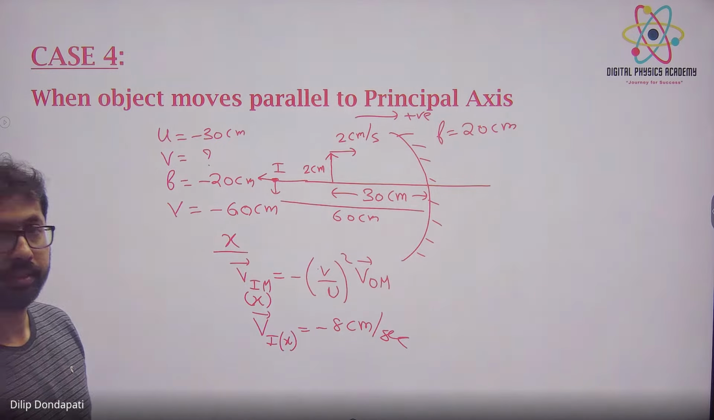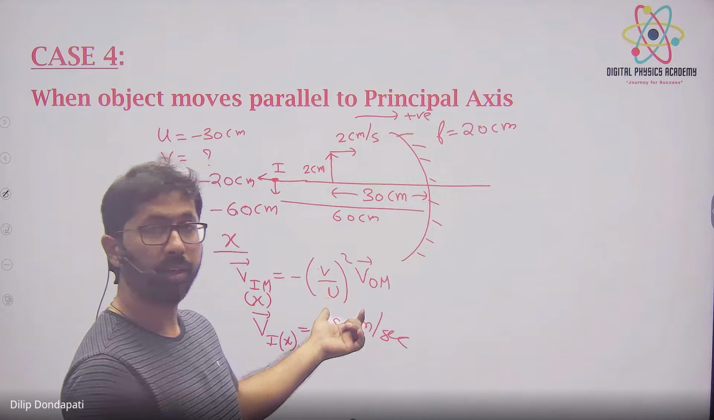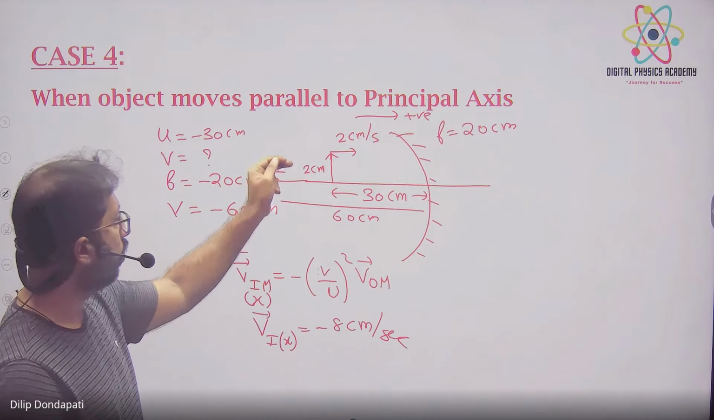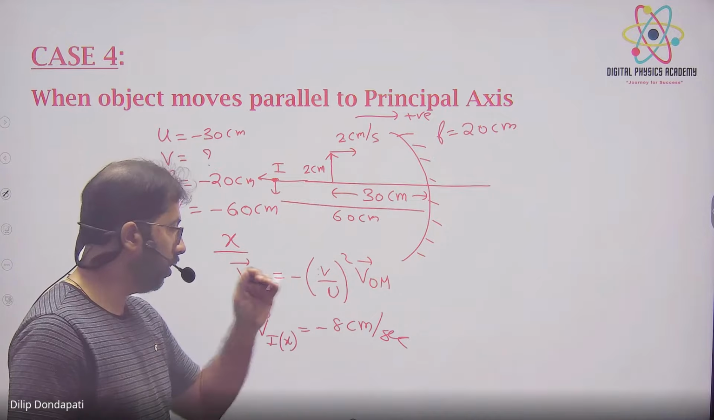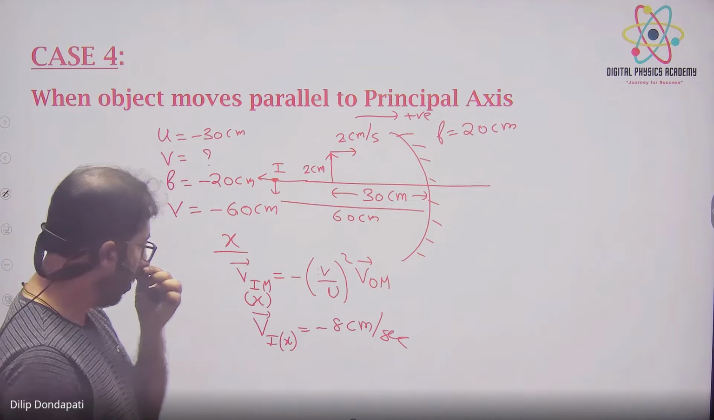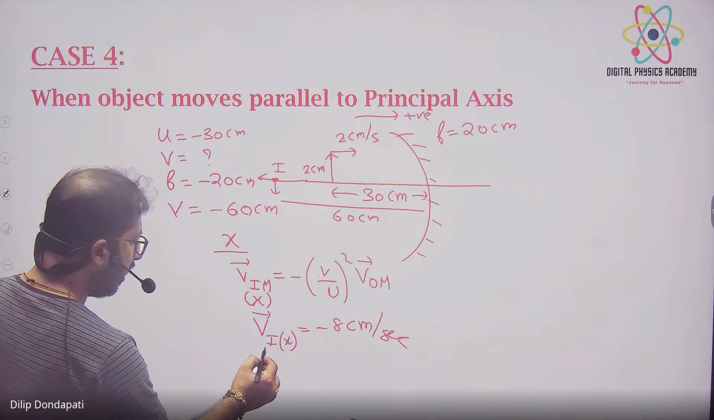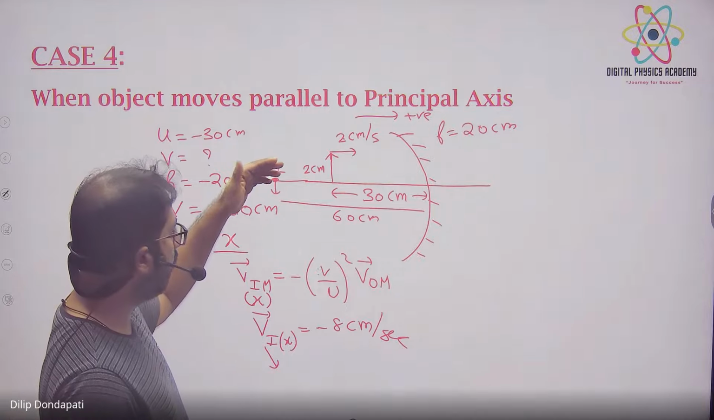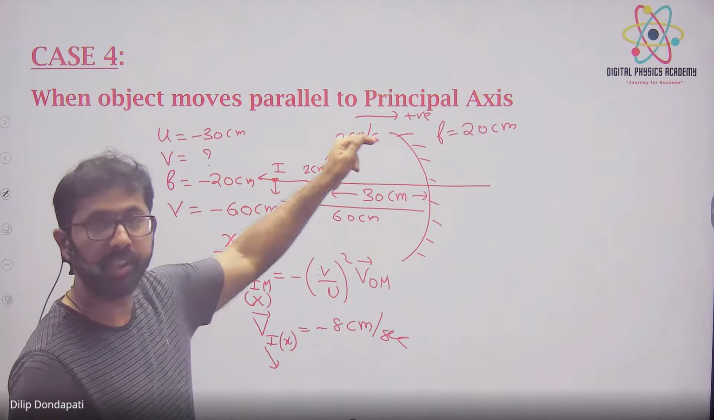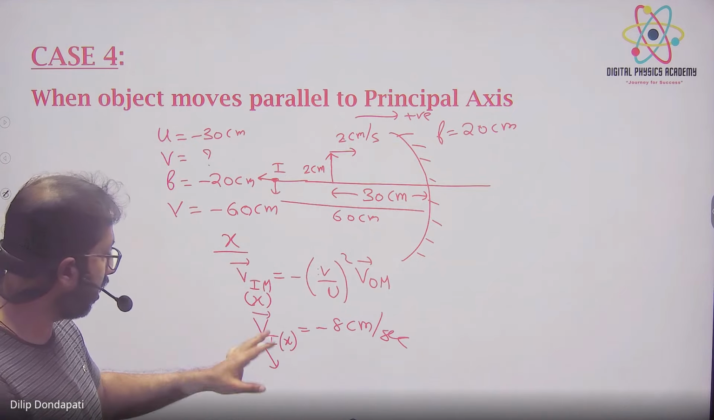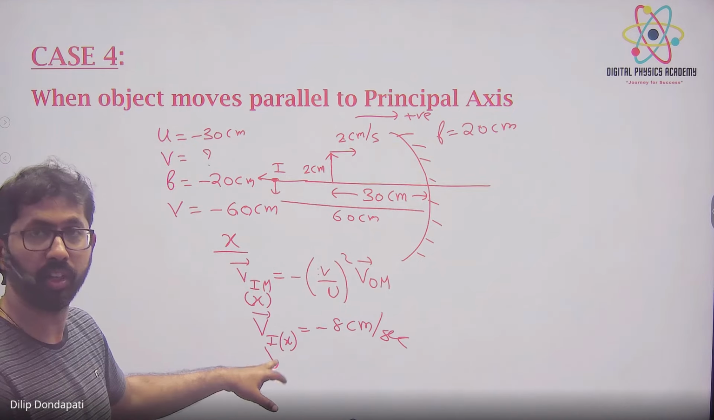ये तक आया. Minus v by u whole square. V is given, u is given, vo is given, 2 centimeters per second, velocity of the object. Okay. So minus 8 centimeters per second. What is vi along the x direction? Tell me. Velocity of the image along the x direction, right?